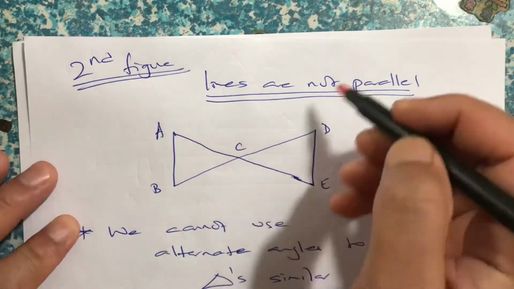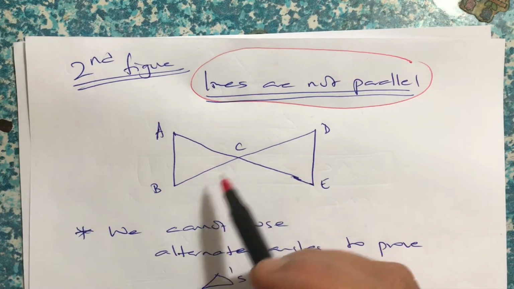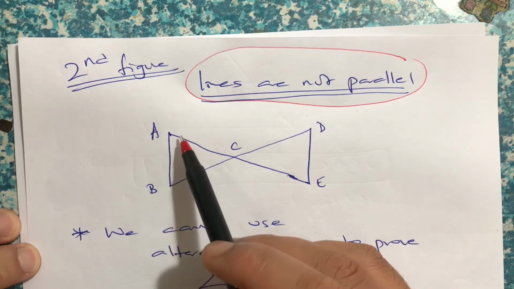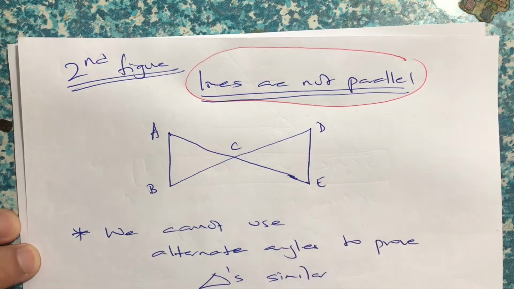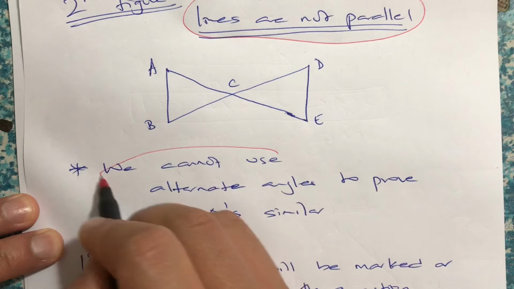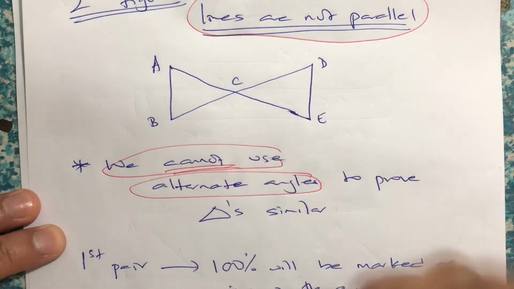Okay, where we're still doing an exception where the lines are not parallel. In the previous ones, where the lines were parallel, we were talking about alternate angles, but over here the lines are not parallel, so we cannot take alternate angles, so we'll have to choose another method. So we cannot use alternate angles to prove similarity. So then what is the other option left?